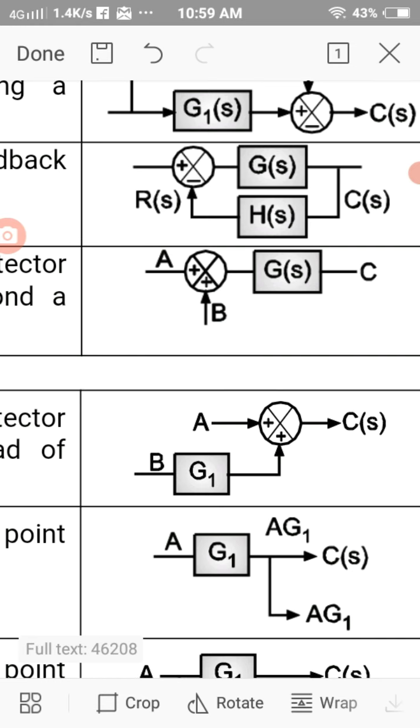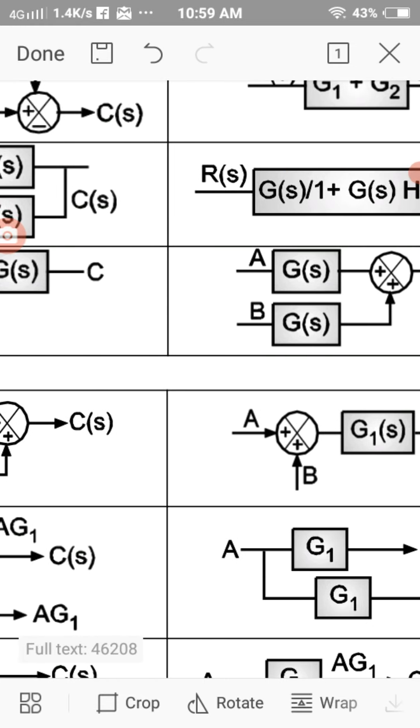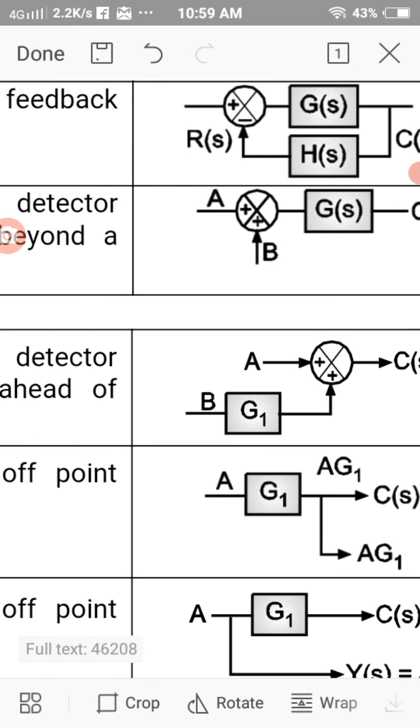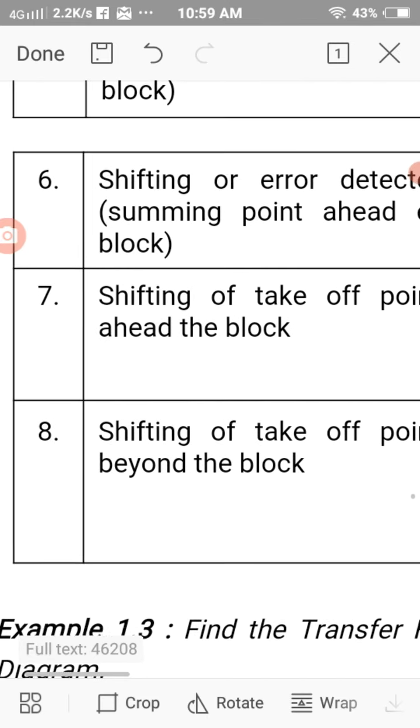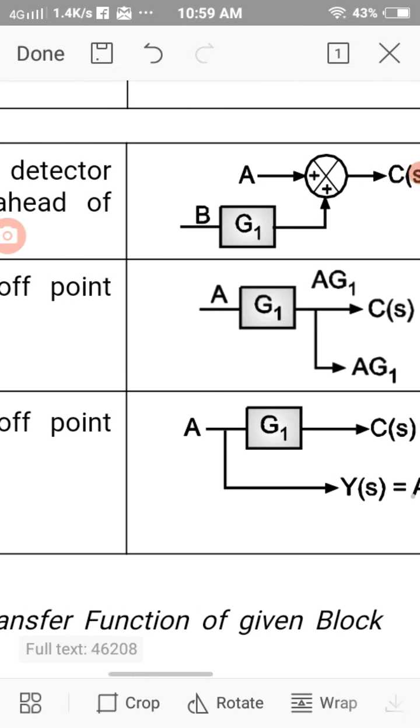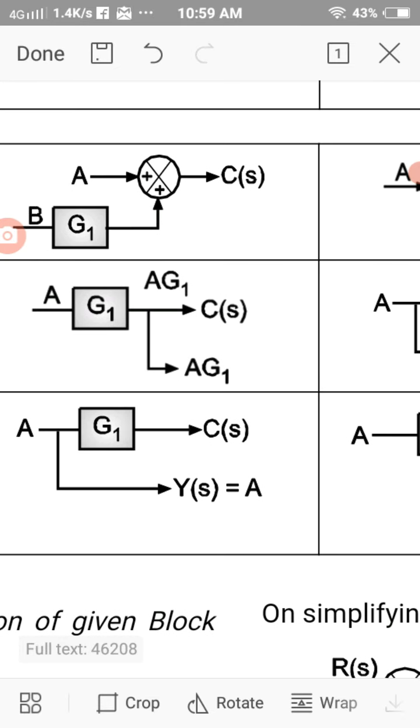Then the fifth point, shifting of error detector. If I want to shift this to the left side, then I will multiply A with G of S and B with G of S and add them after that. Then shifting of error detector, summing point ahead of block.